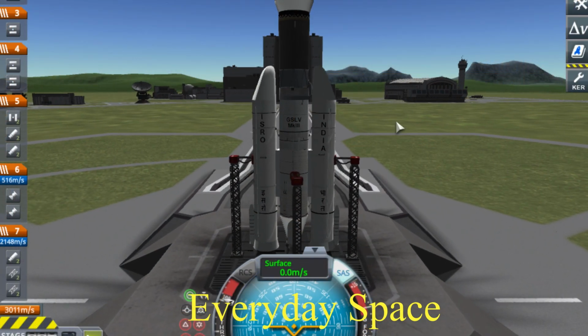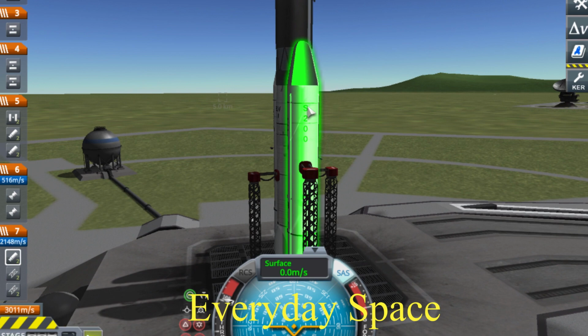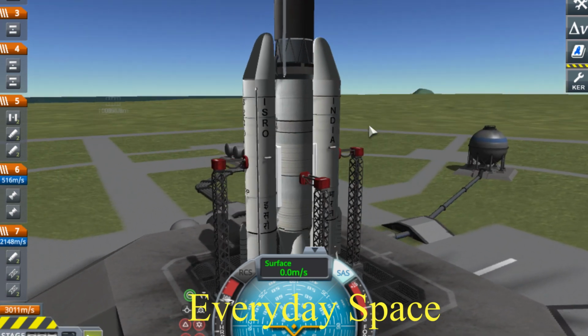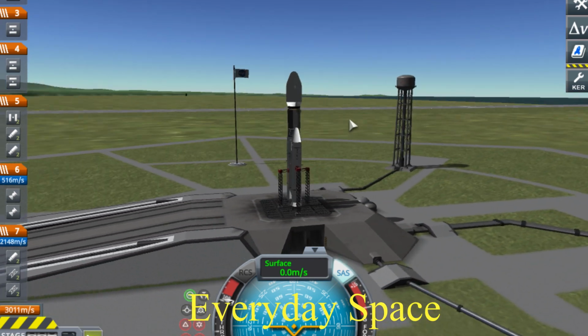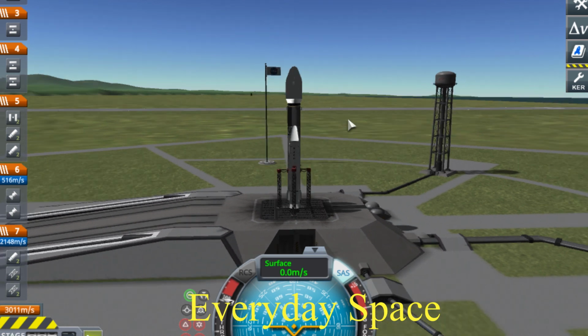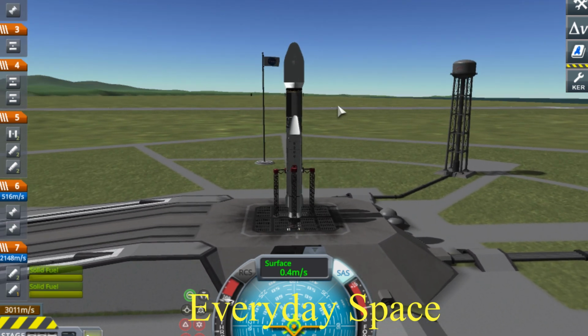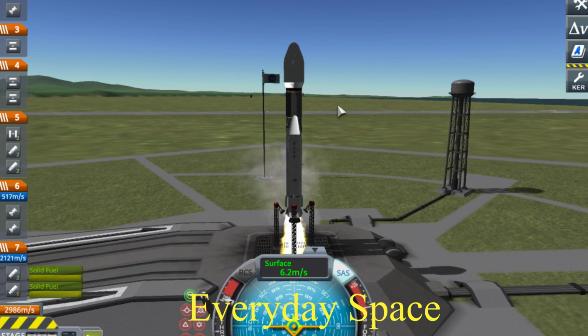So now let's take a look at the launch profile of this GSLV Mark III rocket with the satellite that I showed you earlier. As you can see, this is the GSLV Mark III rocket standing on the launch pad. Now it launches. Liftoff.